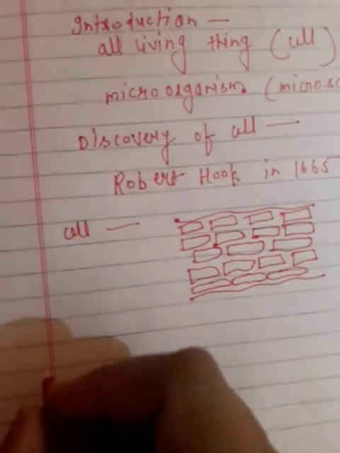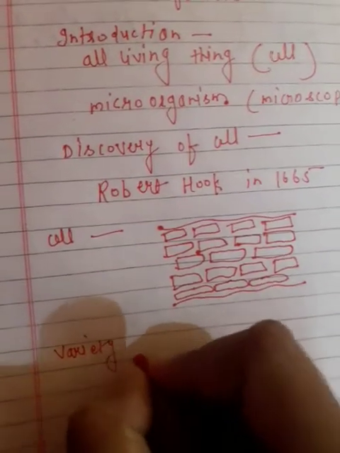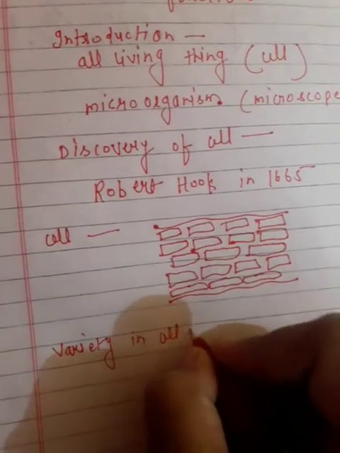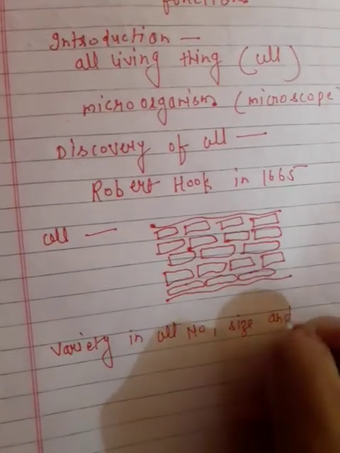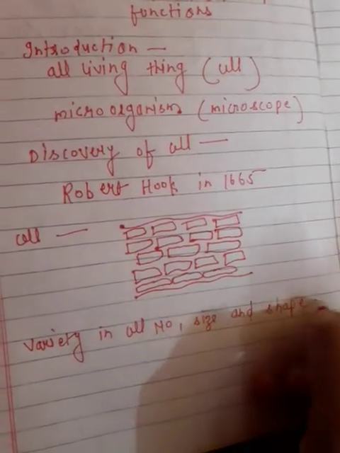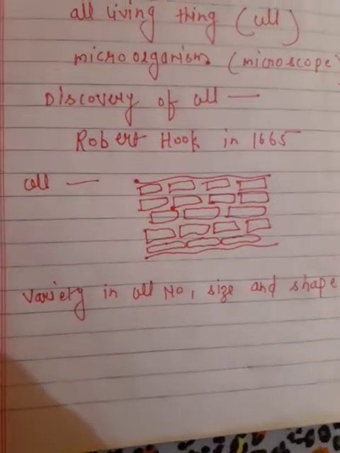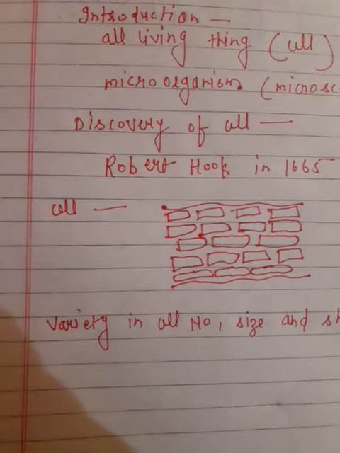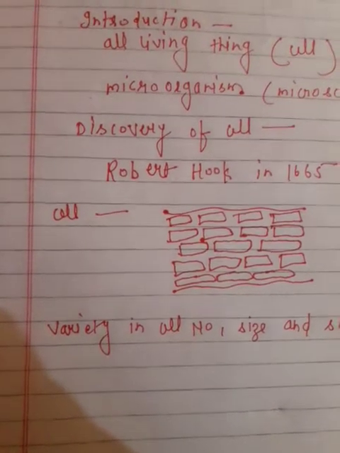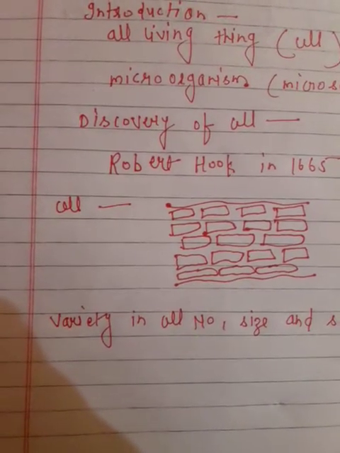Now, variety in cell number, size and shape. As mentioned above, there are millions of living organisms and they differ in the number, shapes and size of cells. Let us study some examples.